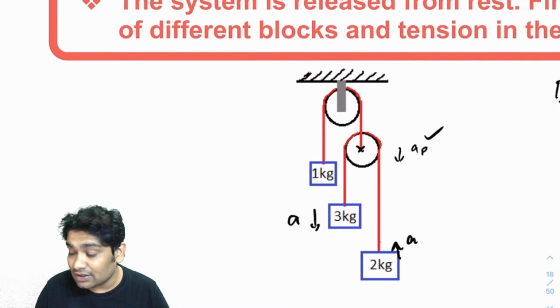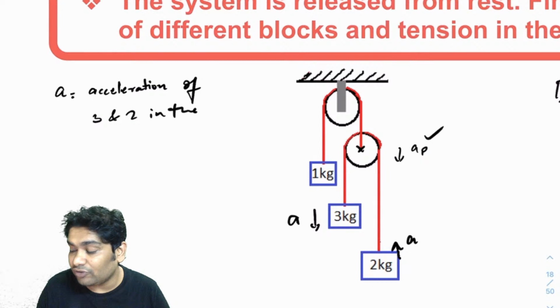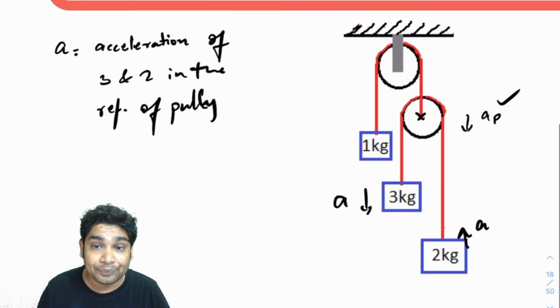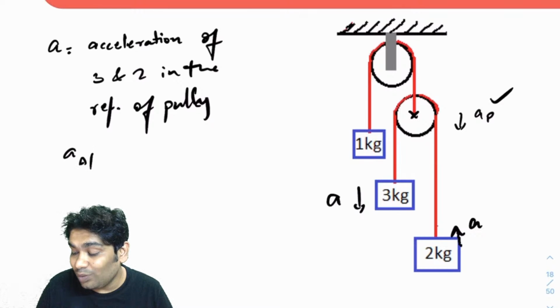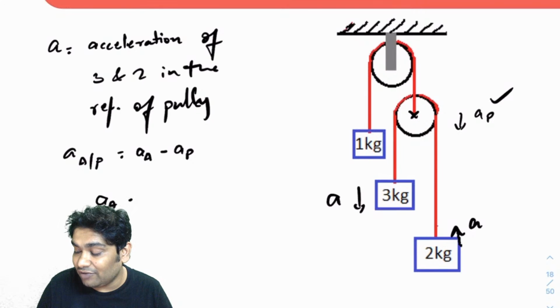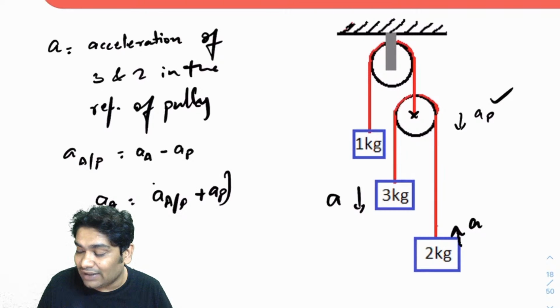So these are the accelerations, A equals acceleration of 3 and 2 in the reference frame of the pulley. I hope you remember from your relative motion that acceleration of A with respect to P would be acceleration of A minus acceleration of P. So acceleration of A would be equal to acceleration of A with respect to pulley plus A_P. So you have to add the A_P vector. I hope you remember this.